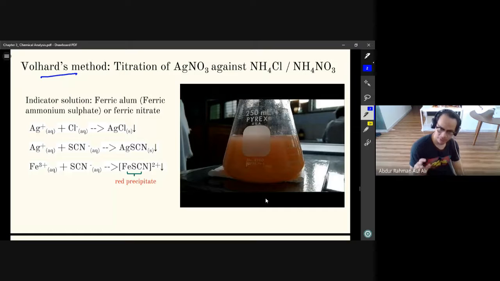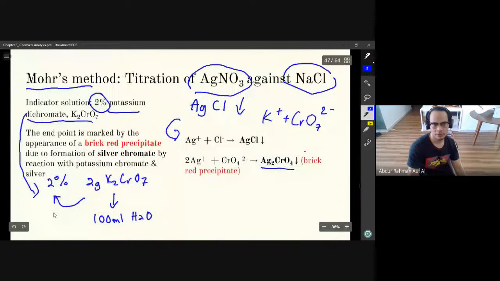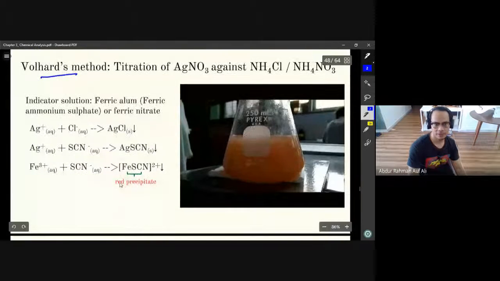So basically that's what the colour looks like. The red colour changes to a cloudy, very cloudy colour. That's why those examples, the joke works. So here, for both methods, Mohr's method or Volhard's method, the colour change will be a red precipitate.